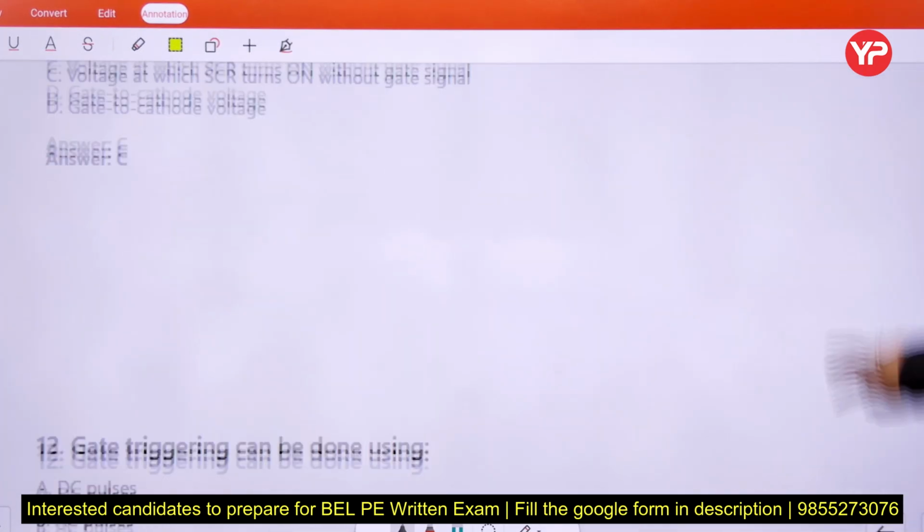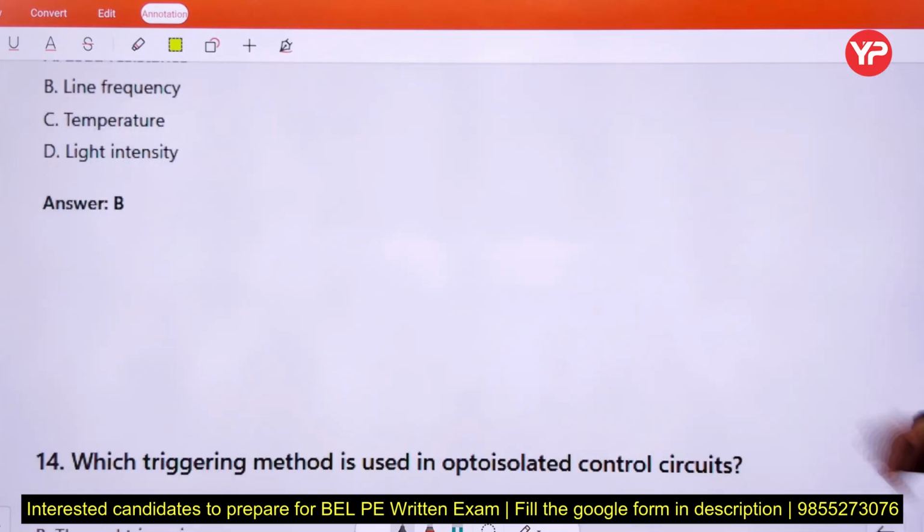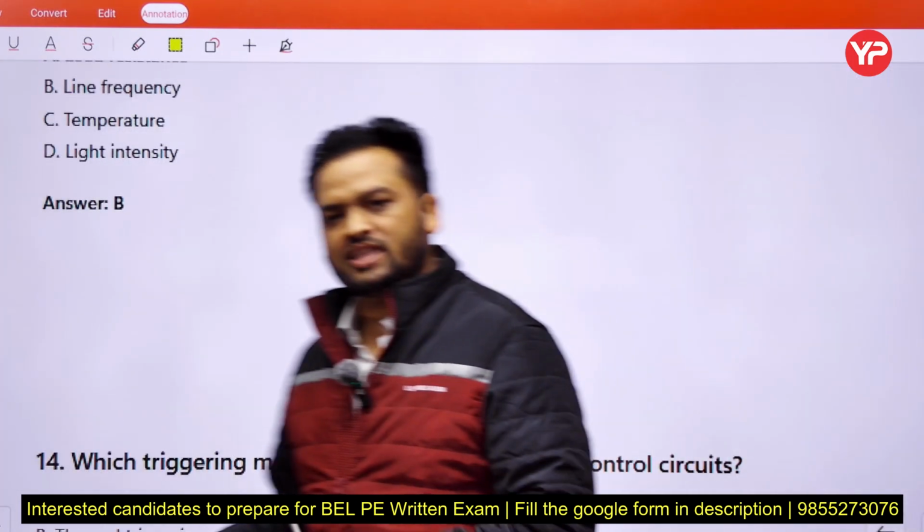These are the questions related to triggering methods, and in the next class we will take the session on protection of SCR in a similar way.